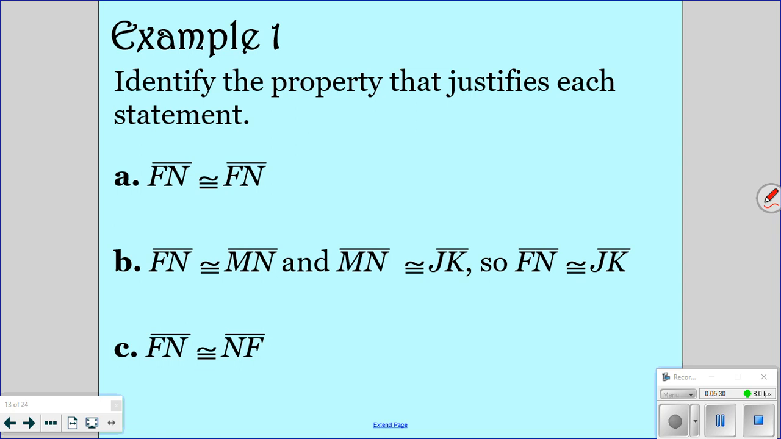So we want to identify the property that justifies each statement. For the first one, FN is congruent to FN. Which property are we going to use for this statement? Hopefully you said the reflexive property of congruence.